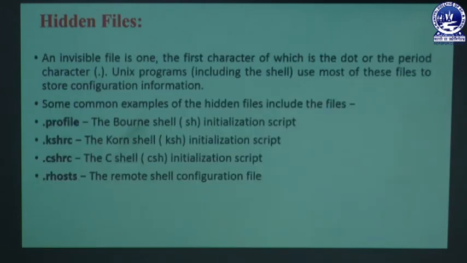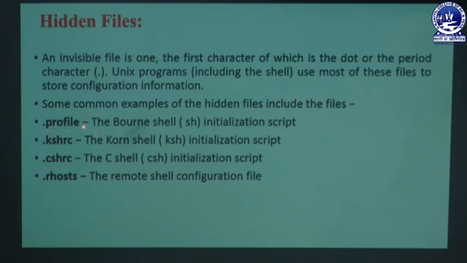Next we are going to discuss the different hidden file structures we have here. An invisible file is known as a hidden file; it is present in our system but not visible to everyone. An invisible file is one whose first character is a dot, or period. UNIX programs, including the shell, use most of these files to store configuration information, and some common examples of hidden files include the following.